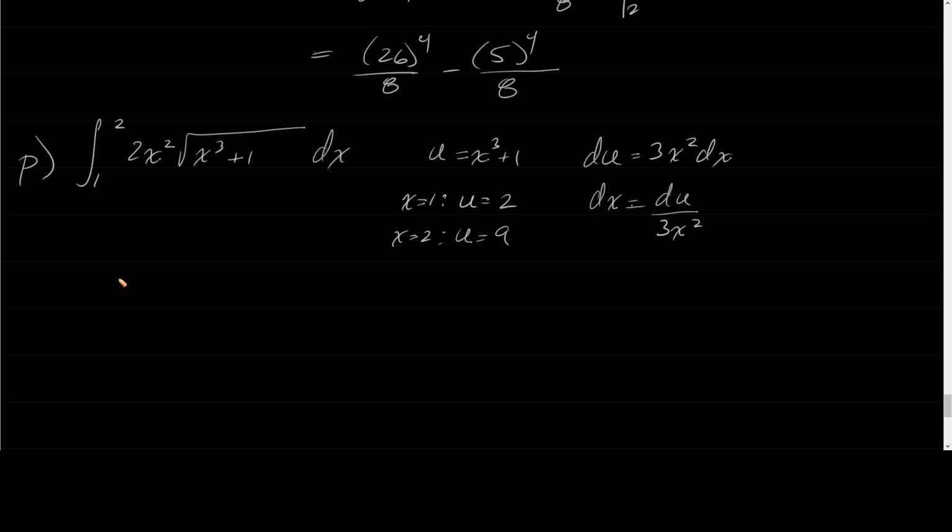And at this point, what does this integral become? We have the integral from originally 1, now it's 2, to originally 2, now it's 9, of 2 x squared. x squared I didn't use for my substitution, so it's still there, times, instead of square root, I'm going to write it to the power of 1/2, x cubed plus 1, that was my substitution.